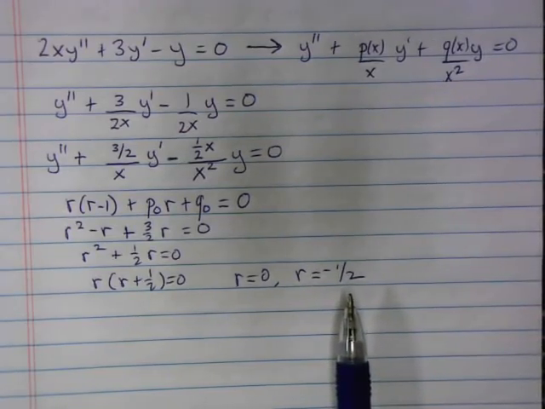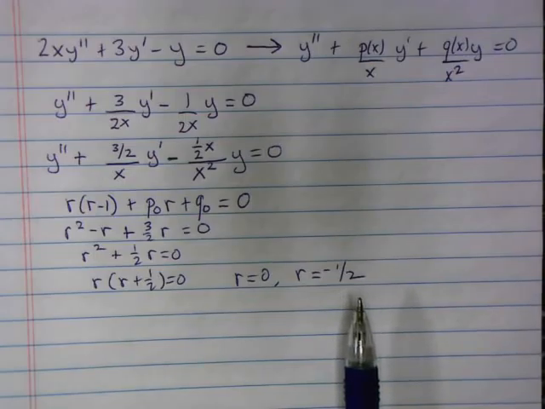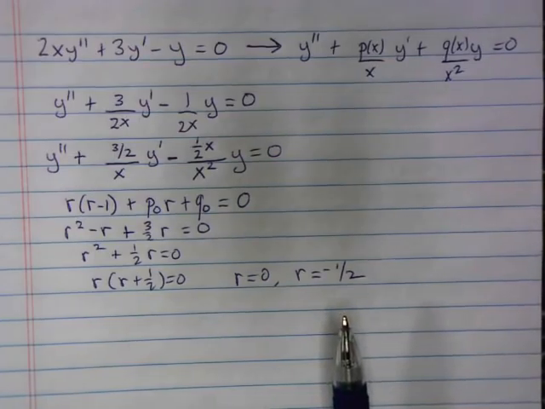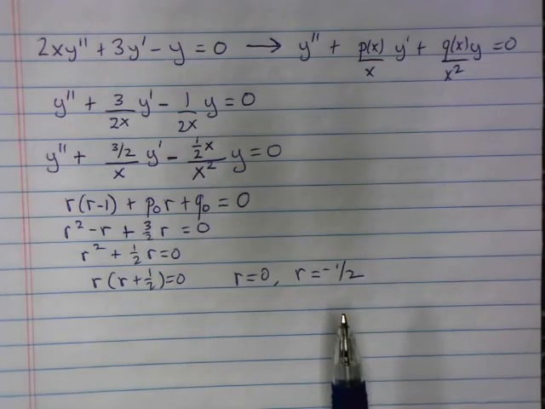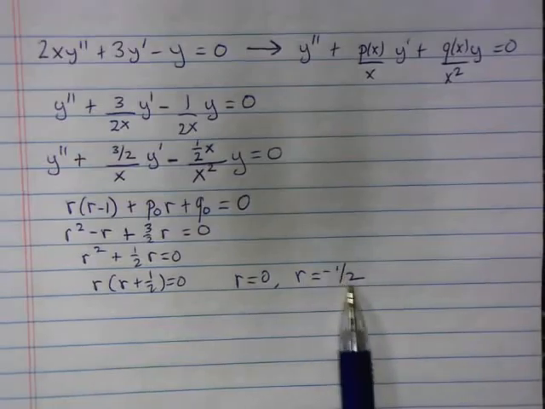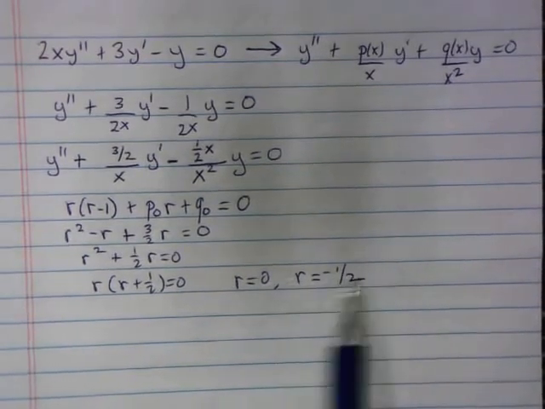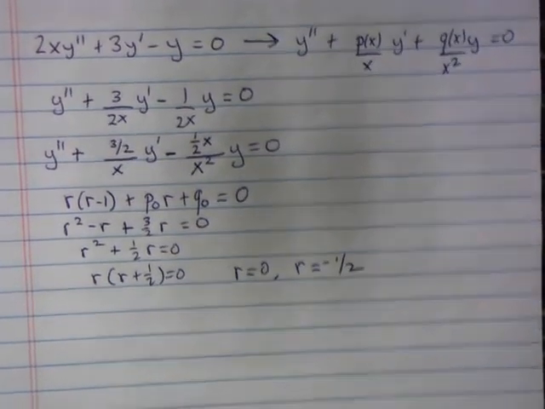What if it differed by like 4 fifths, or 5/4? Is 5/4 an integer? No, so we would be okay, as long as they don't differ by an integer. So if this one were 1/2 and that one were negative 1/2, that would be no good because they would differ by 1. So you need them to differ by not an integer.